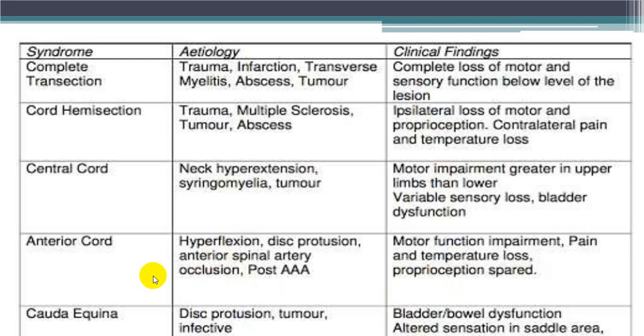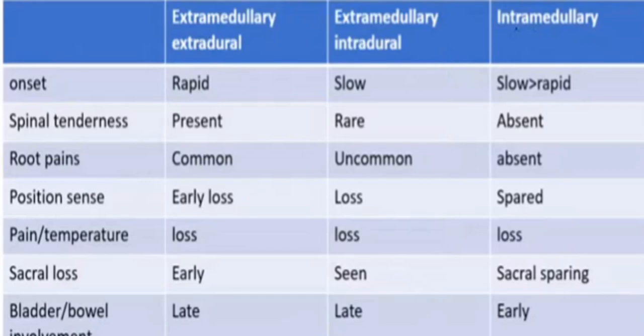Cauda equina and conus medullaris lesions we will be discussing separately, but cauda equina is very common because of PID, that is prolapse intervertebral disc, or maybe because of tumor, or maybe because of compressive pathophysiology or infective pathophysiology, where bladder and bowel will be more involved. You will have an altered sensation in the saddle area, and you will also have sexual dysfunction. This will be very peculiar in case of cauda equina lesions.